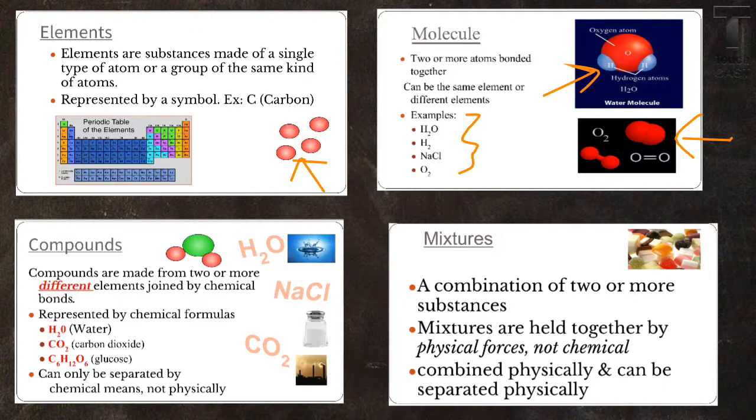Compounds are very similar to molecules, but compounds are made from two or more different elements. So while molecules can be different and the same, compounds are only different. We represent compounds using chemical formulas, which is two or more chemical symbols together, like H2O for water, CO2 for carbon dioxide, and C6H12O6 for glucose. Another example of a compound is NaCl for salt. Something to remember, these can only be separated by chemical means, not physically.